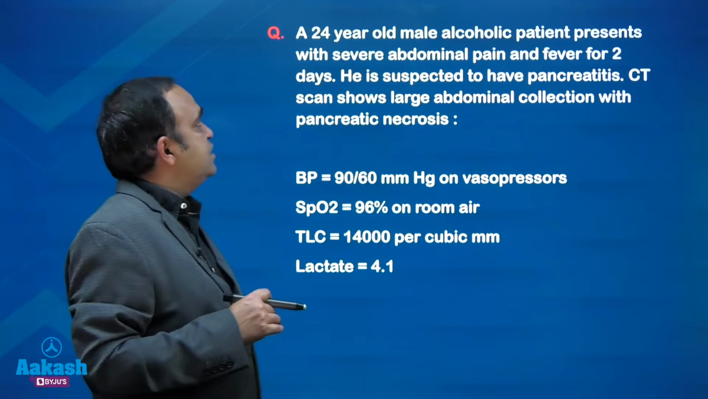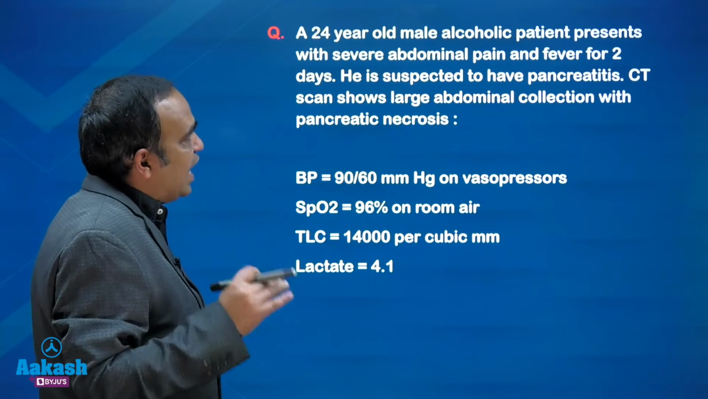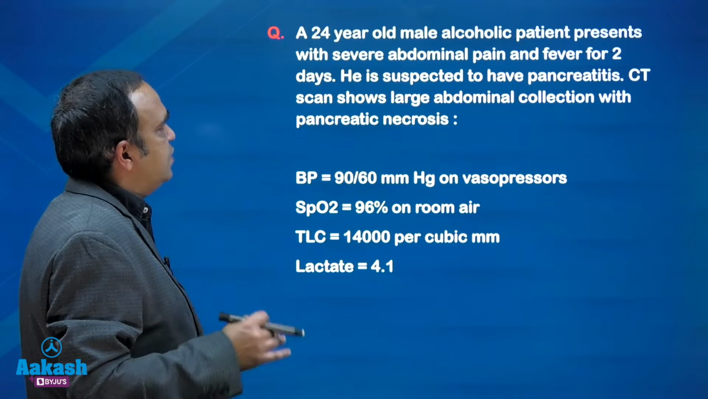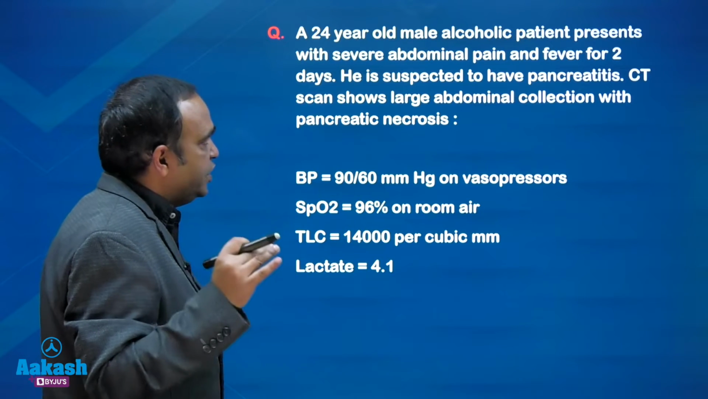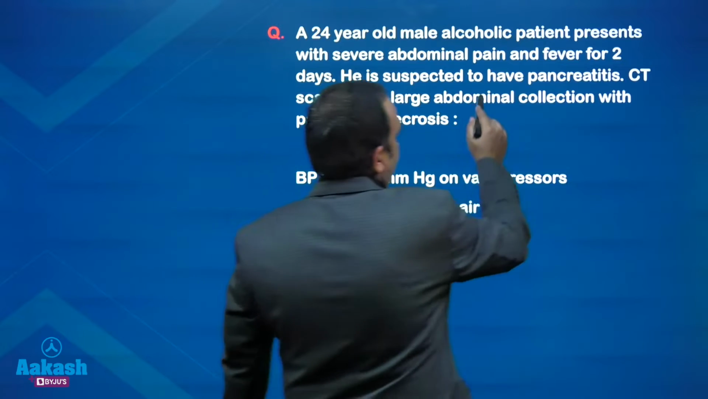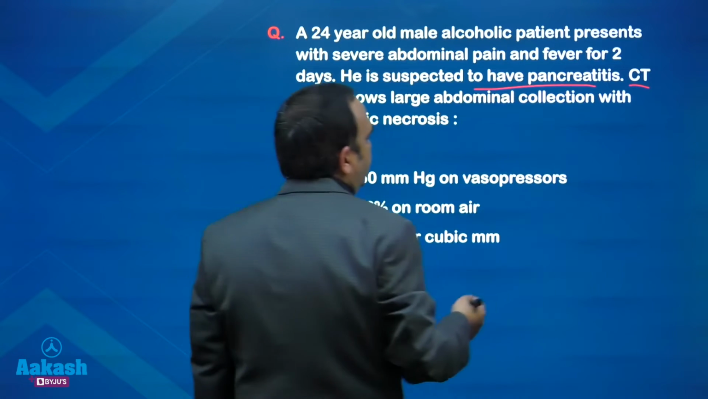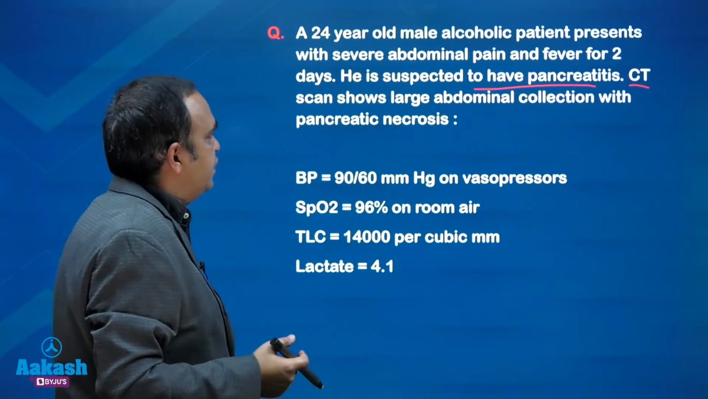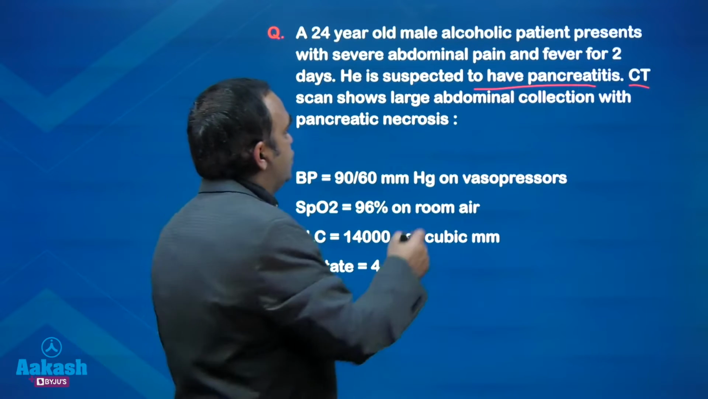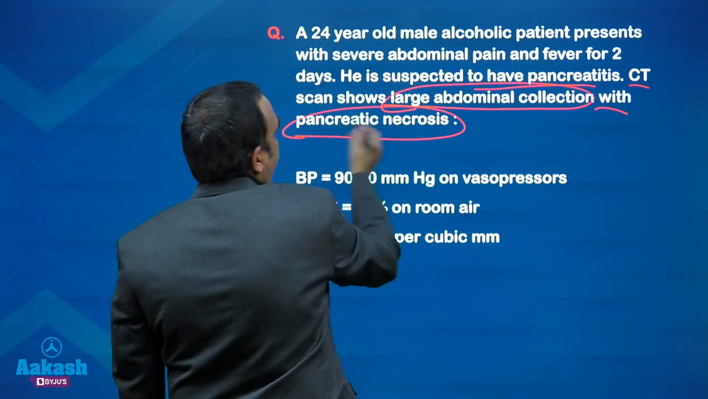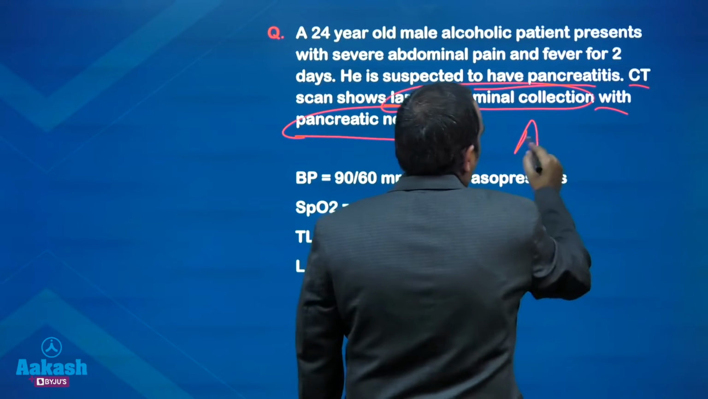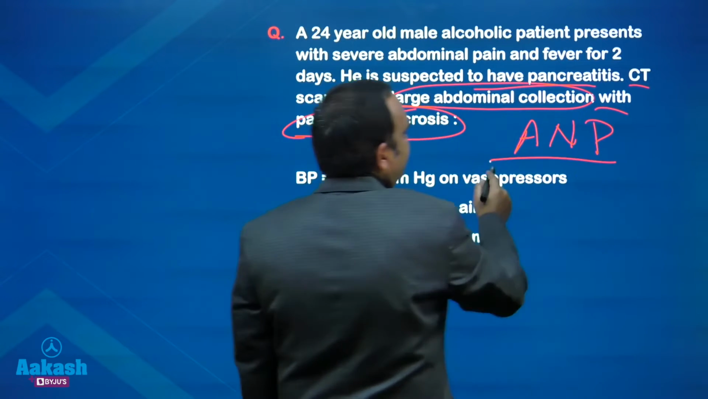Now another clinical situation, 24-year male alcoholic presents with severe abdominal pain and fever for 2 days. So short history of pain and fever, suspected to have pancreatitis. So the examiner has already given you the diagnosis. CT shows large abdominal collection with the pancreatitis. So diagnosis is there in front of you. So it is acute necrotizing pancreatitis.